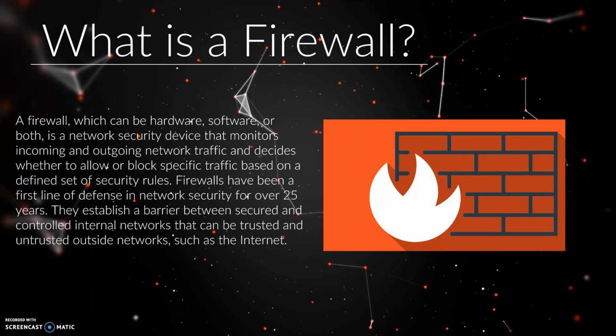A firewall can be hardware, software, or both, and it is a network security device that monitors incoming and outgoing network traffic and decides whether to allow or block specific traffic based on a defined set of security rules. Firewalls have been a first line of defense in network security for over 25 years. They establish a barrier between secured and controlled internal networks that can be trusted and untrusted outside networks such as the internet. So, basically it's just a line of defense between the internet and your computer. It just stops anything harmful from getting in based off what it deems to be harmful.